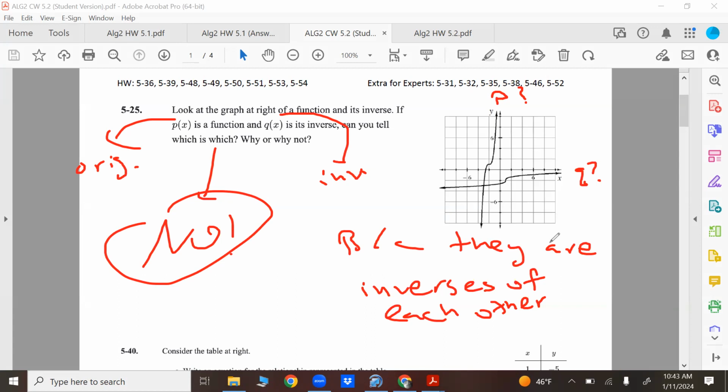This is just to give you some conceptual understanding. If one's the original and one's the inverse, it could be the other way around too. It goes back and forth. For example, what if I have y equals x squared and y equals plus or minus root x? It'll look like this. I can call either one the original. Doesn't matter. So, okay, let's move on.